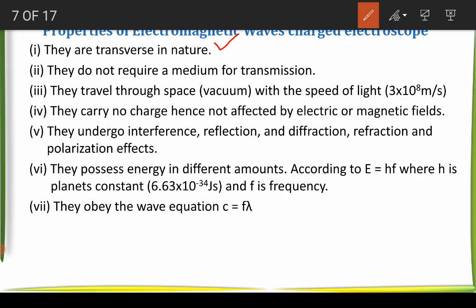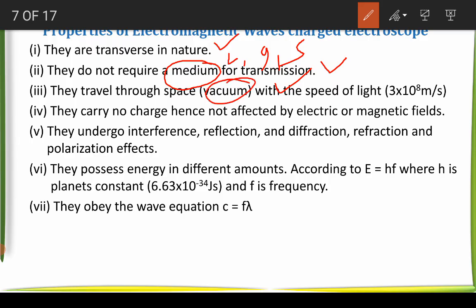All right. The second property is that they do not require a medium for transmission, meaning they don't require matter. Medium here refers to matter. So they can be propagated without matter. Matter, for example, can be liquid, gas, or solid. So they don't require matter to travel through. In that same regard, they are said to travel through space.